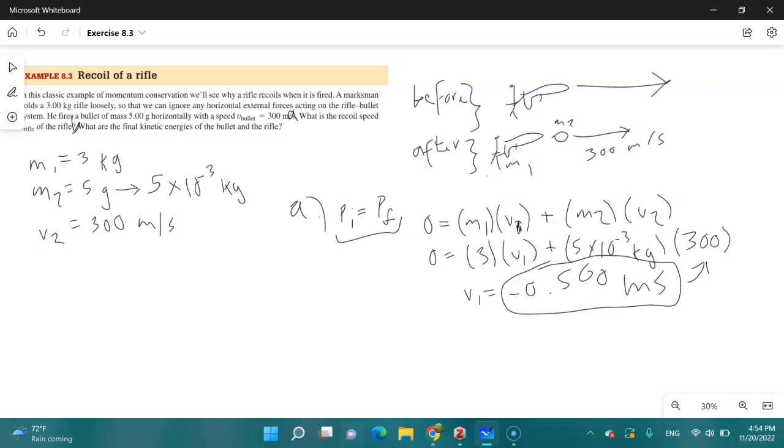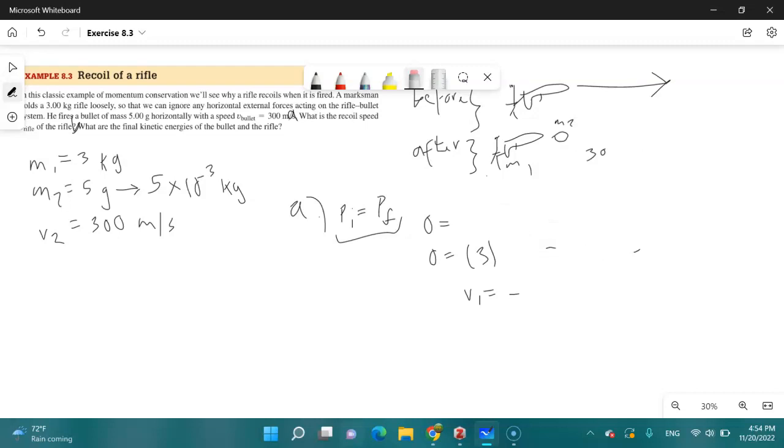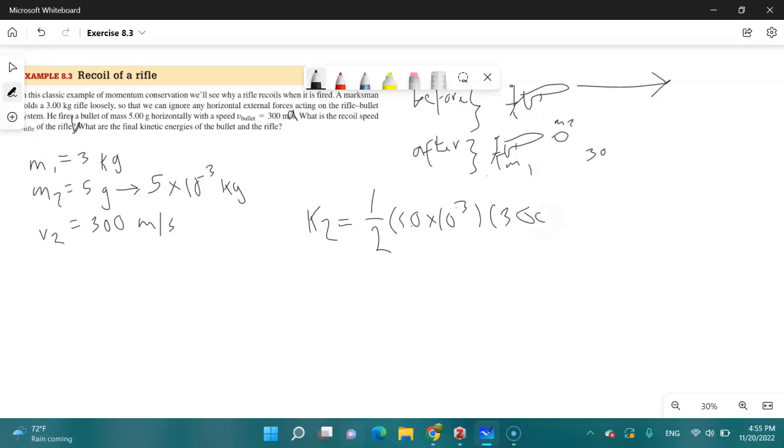And now we can also try to find the kinetic energy. So for the kinetic energies, let me clean up some space here. Okay, so we can find the kinetic energy of the rifle, and we can find the kinetic energy of the bullet. Let's do the kinetic energy of the bullet first. So it's going to be half of the bullet's mass times the velocity squared. And that gives us 225 joules.